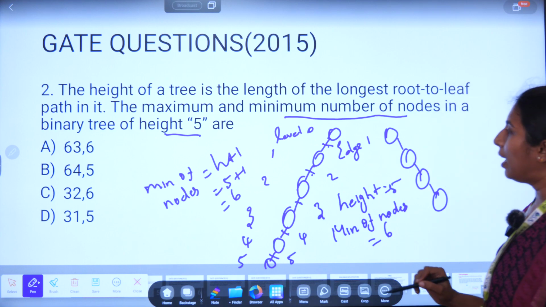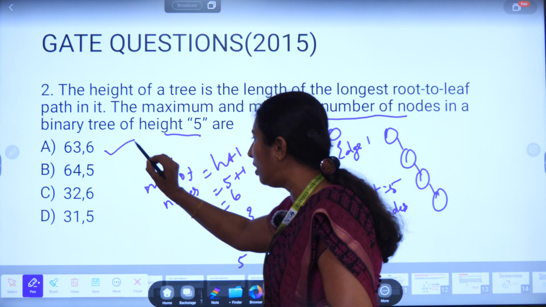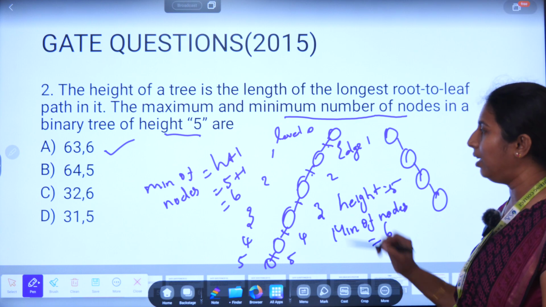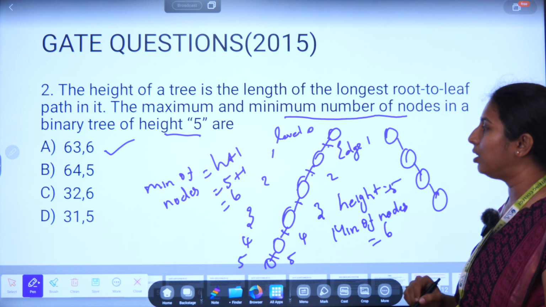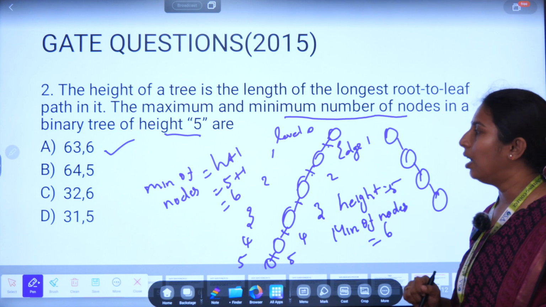So the answer for this question is the A option. The maximum number of nodes we computed is 63 and the minimum number of nodes it can have is 6 with a height of 5. So this is the answer for this question.